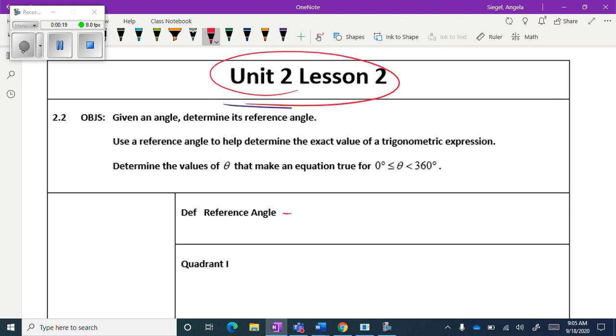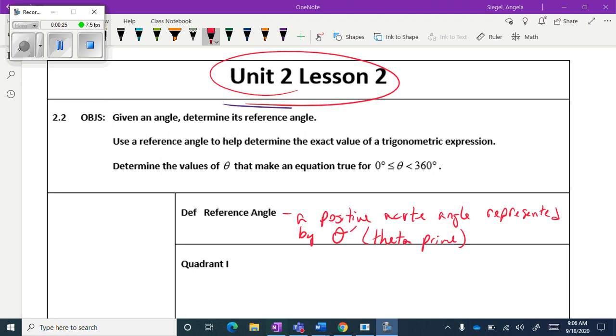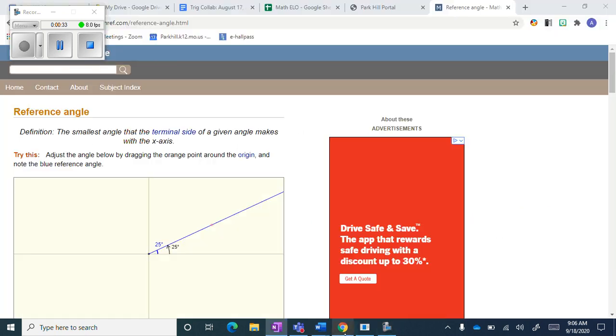So the definition of a reference angle is a positive acute angle represented by theta prime. So theta prime is always going to be acute. And so I want to show you why this is. So we have this interactive here. So notice, we have our coordinate plane here.